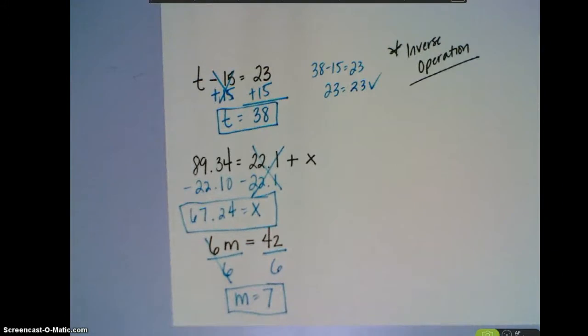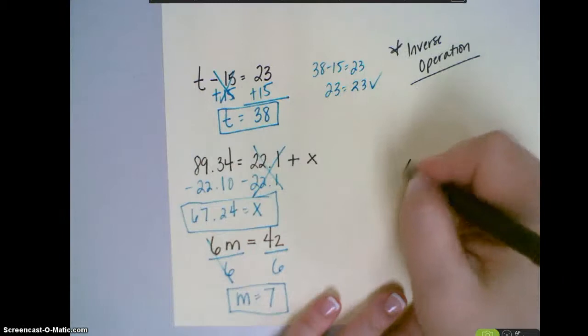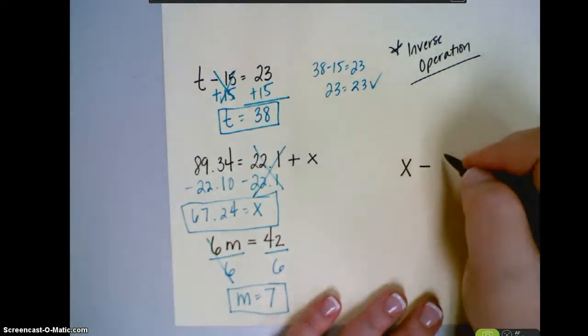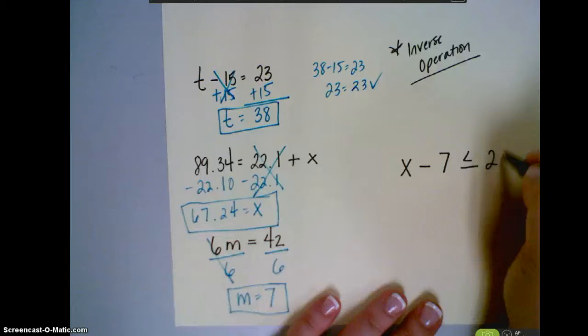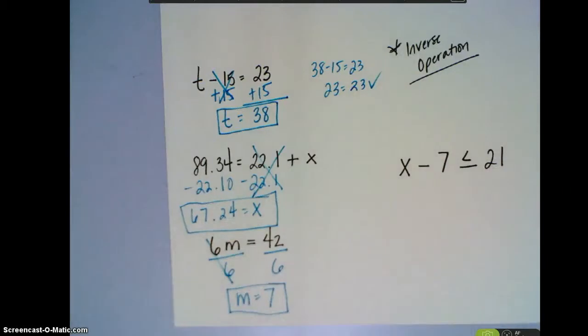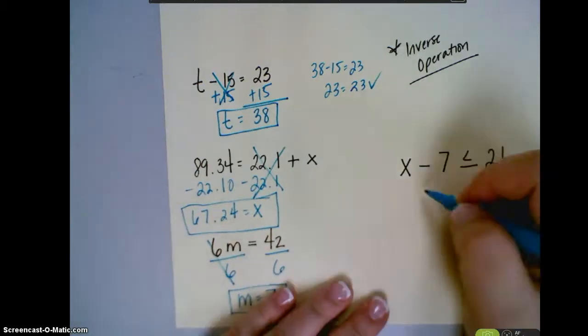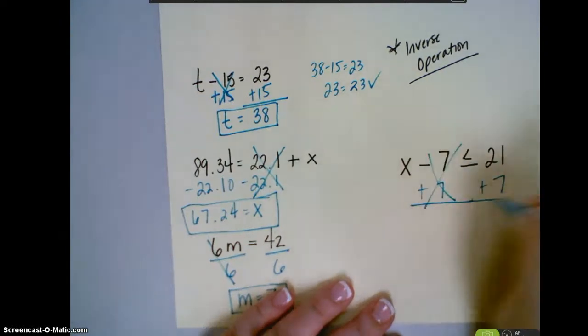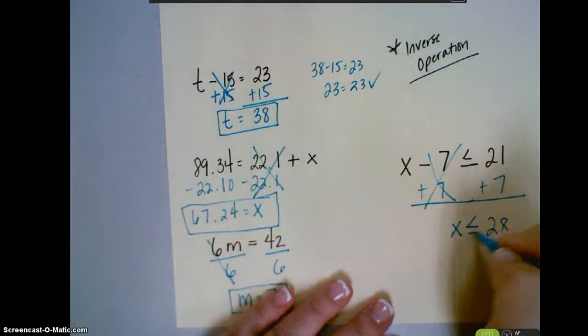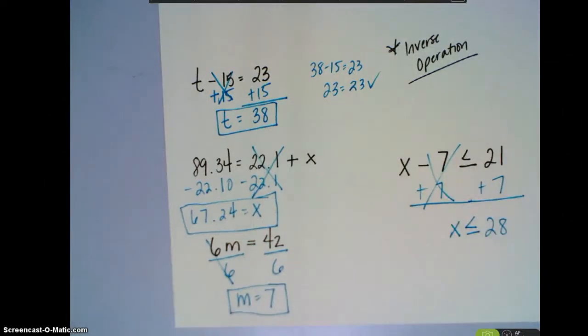If you needed to solve an inequality, so if we had something like x minus 7 is less than or equal to 21, we would solve it just like normal. So I'm going to add 7 to both sides. That's going to cancel. Over here, that's going to be 28. So the way that would read is x has to be less than or equal to 28. For this statement to be true, x has to be less than or equal to 28.